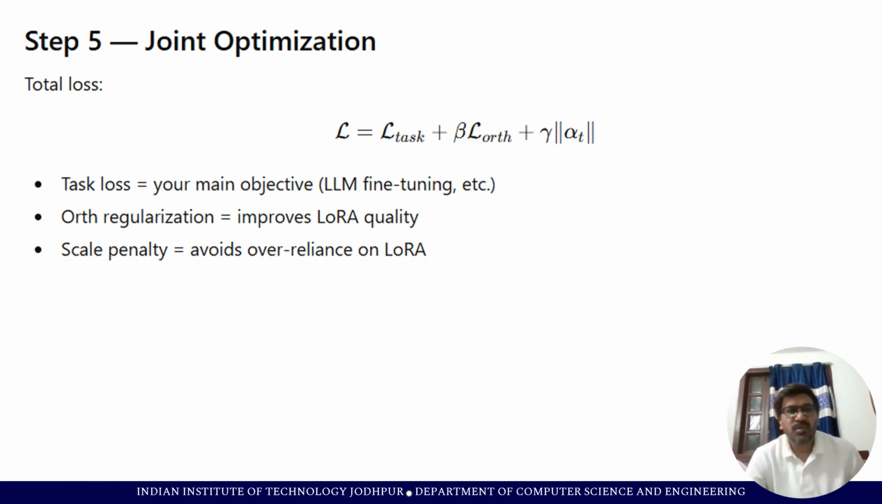Finally, step five, joint optimization. Combining all these pieces, the total loss function L is a sum of three parts. First, the main task loss, which is just the standard objective like fine-tuning the LLM. Second, our new orthogonal regularization term, scaled by beta, to ensure the LoRA matrices learn diverse directions. And third, a small penalty on the alpha t parameters to keep them from growing too large. The model is then trained to minimize the complete loss function.